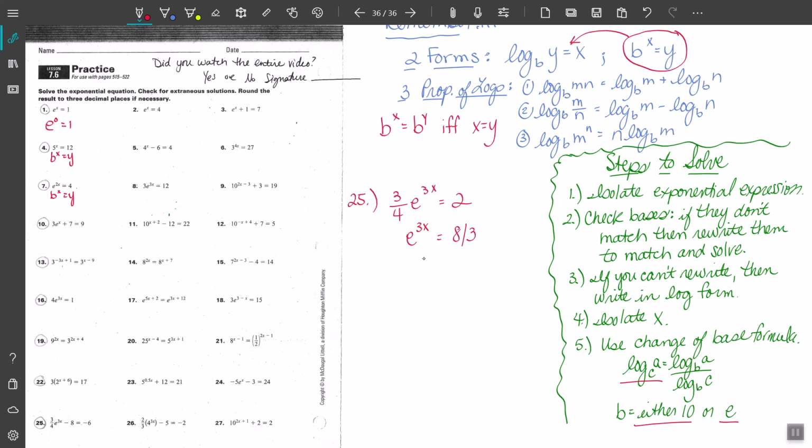Number 2, bases don't match, but we can't rewrite them, so we go to number 3. We're going to rewrite in logarithmic form. So that would be log base e, 8 thirds equals 3x. Again, we've got this log base e, which we know that in order to use that in the calculator, we need to rename that the natural log. It's just another name for it. And then I need to isolate for x by dividing by 3.